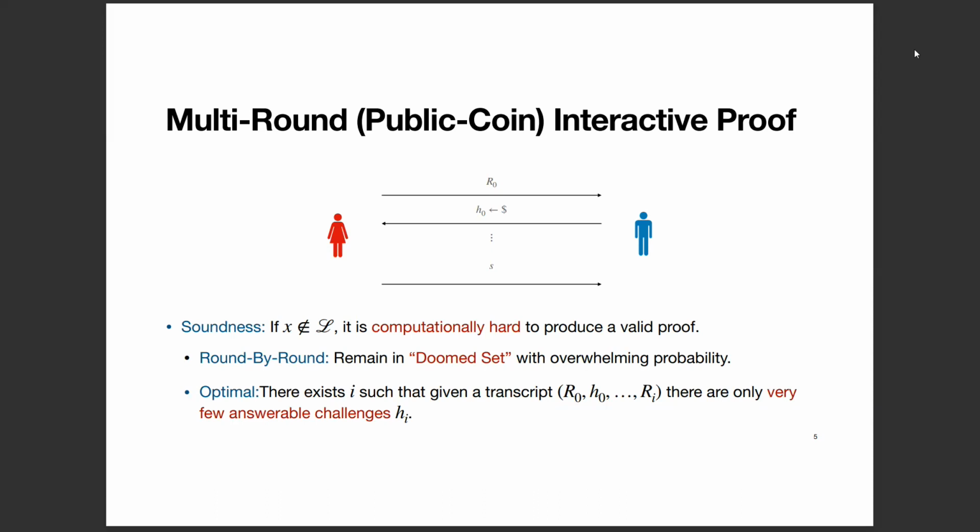Basically our transform works both for round-by-round soundness and optimal soundness. However, since round-by-round soundness can be implied by negligible soundness, and optimal soundness is a stronger property, if we apply our transform on round-by-round soundness, we have a bigger security loss.